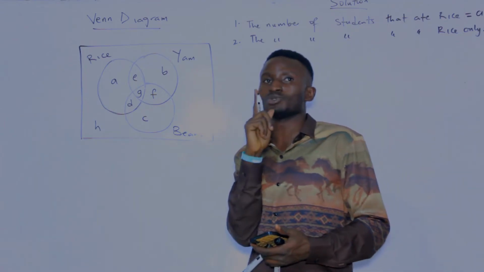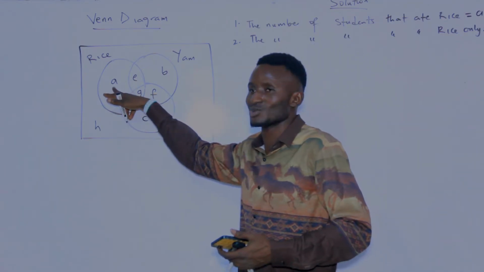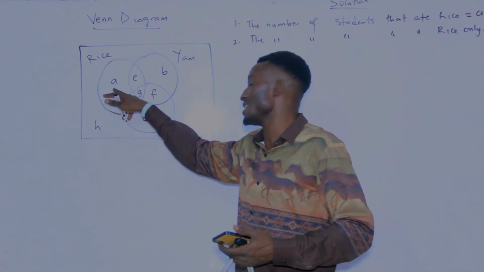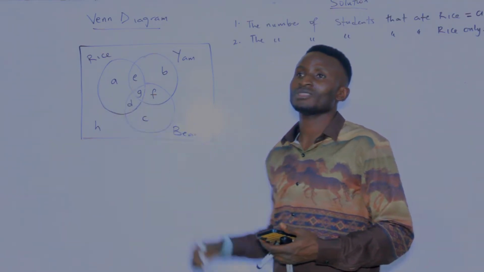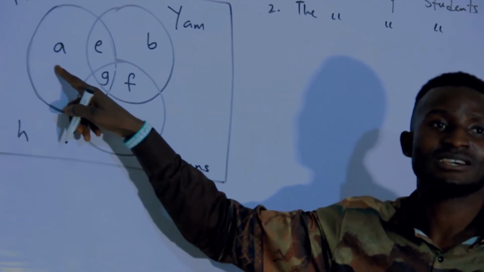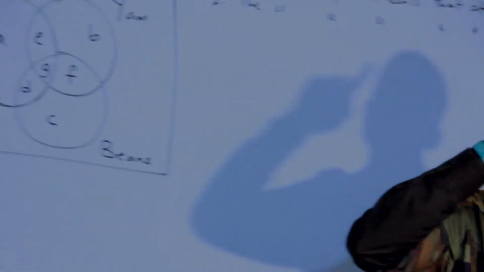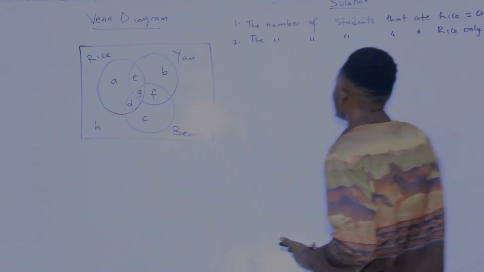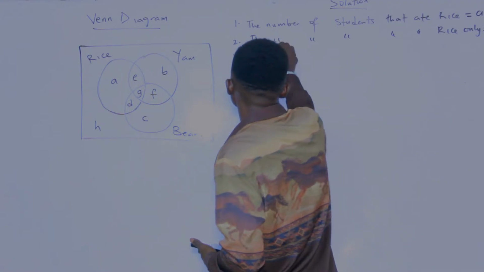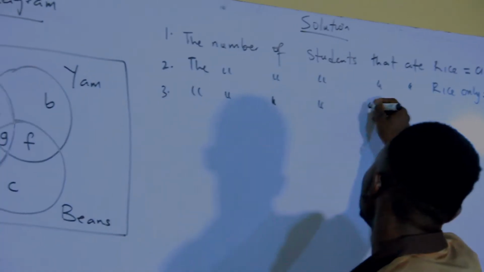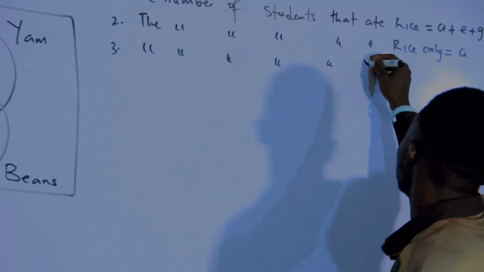They only eat what? Rice. So, and that is what? E. This is on, and that's what? A rather. A. Now, that means this A only ate what? Rice. So that means you have A. And number 3. They may ask you what is the number of students that ate yam.